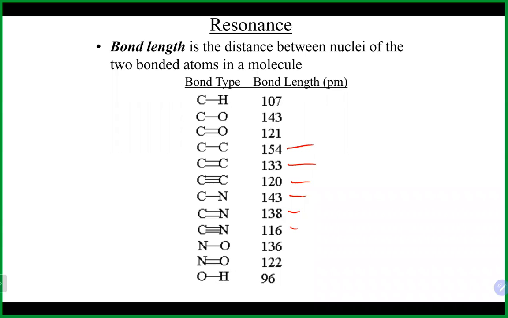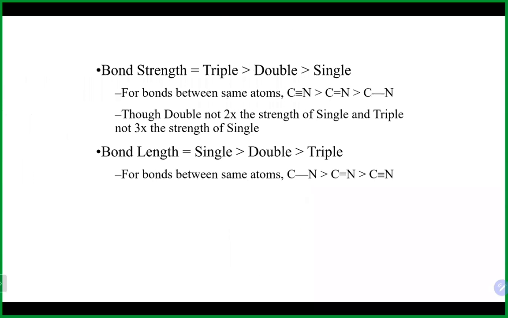And the distance between the atoms gets smaller and smaller. So that is the general trend of what you see when you add a bond. The length gets smaller. That does relate to the strength as well, because now the atoms are much closer together. A triple bond is stronger than a double bond, and a double bond is stronger than a single bond.